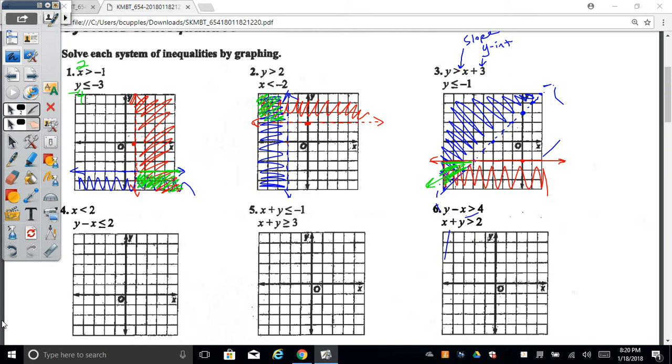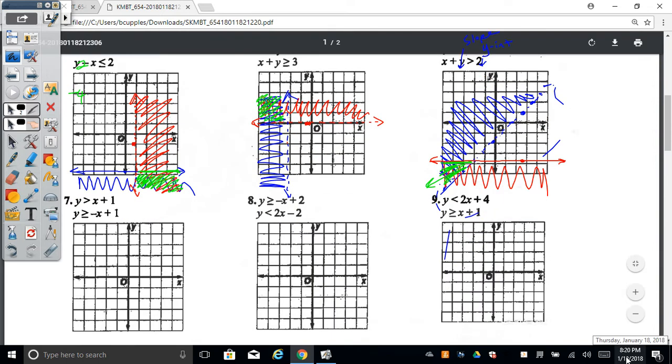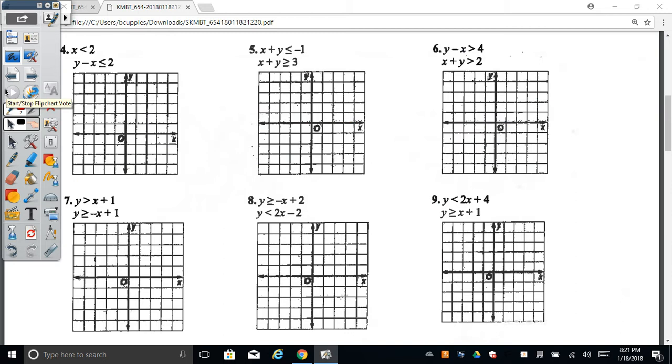I want to take a look at number 5 now. Okay, number 5 is not in graphable form yet. All right? So what we're going to do is we are going to solve for y so that we can get it in graphable form. So as I look at this equation, if I go ahead and subtract x from both sides, you end up with this. Y is less than or equal to -x, because I subtracted it, -1. Okay?